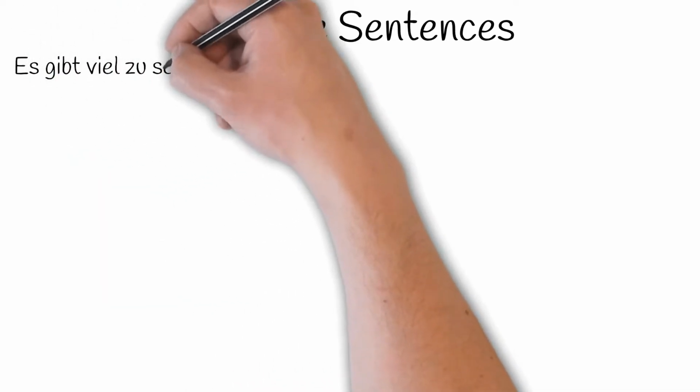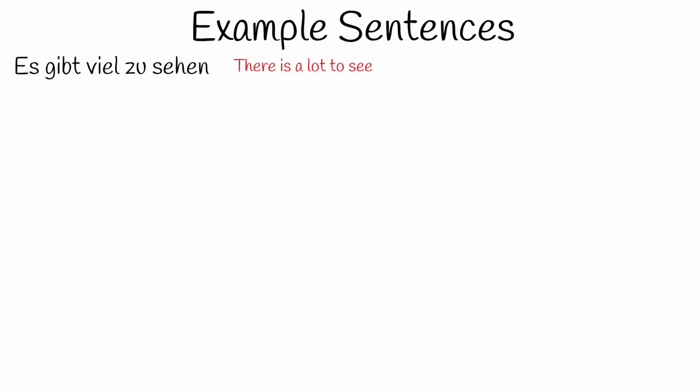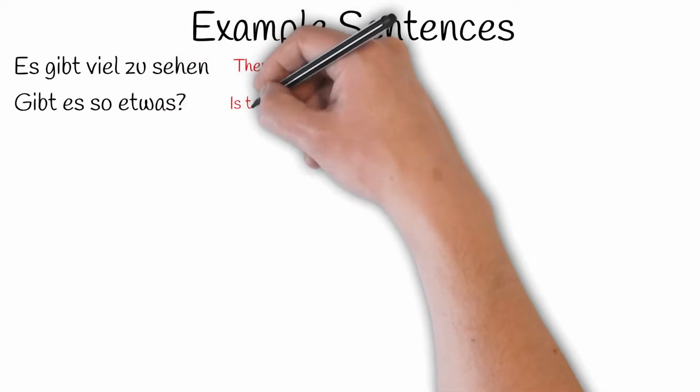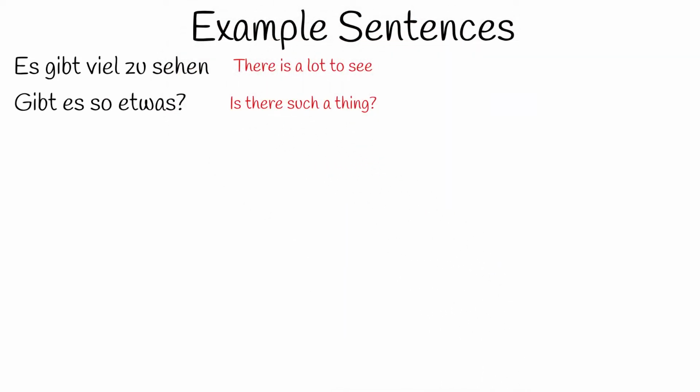I'm going to give you a lot more example sentences so you see it at work. Es gibt viel zu sehen. There is a lot to see. Gibt es so etwas? Is there such a thing? Notice that this is a question, which means that the verb has to go before the noun or the pronoun. That's why gibt is first. And you could abbreviate this and say gibt's so etwas.